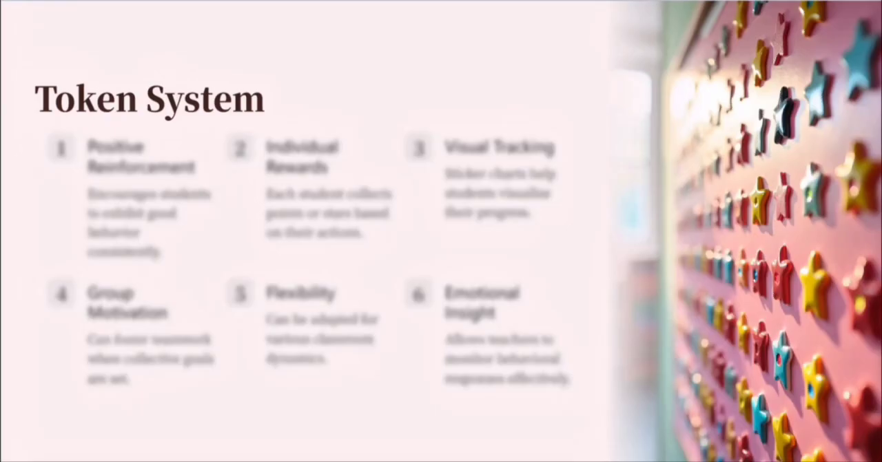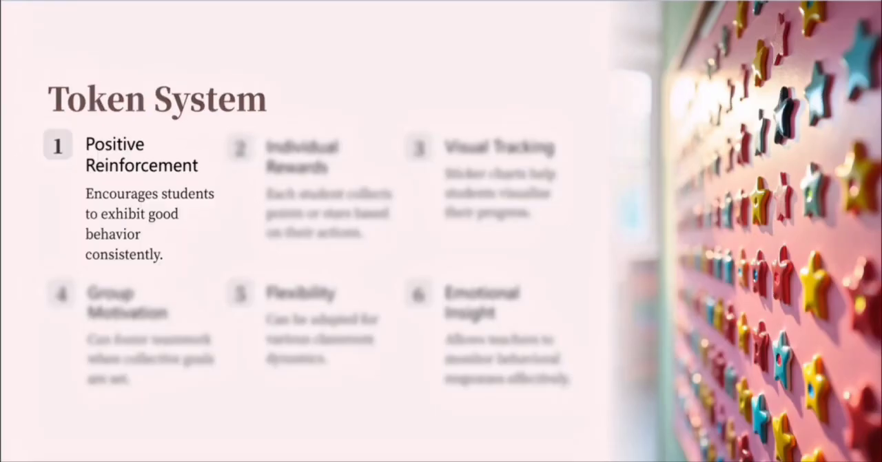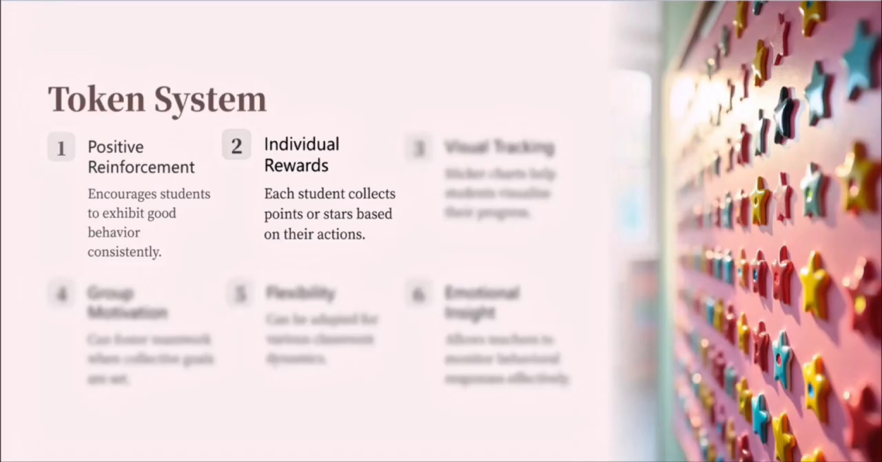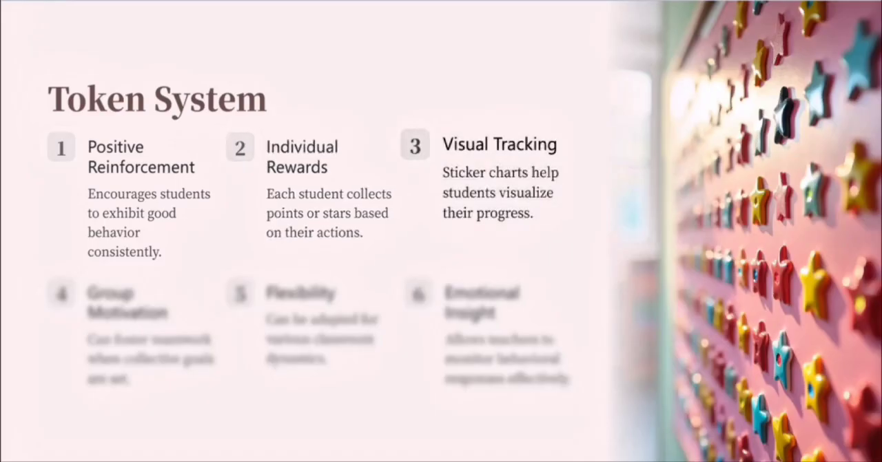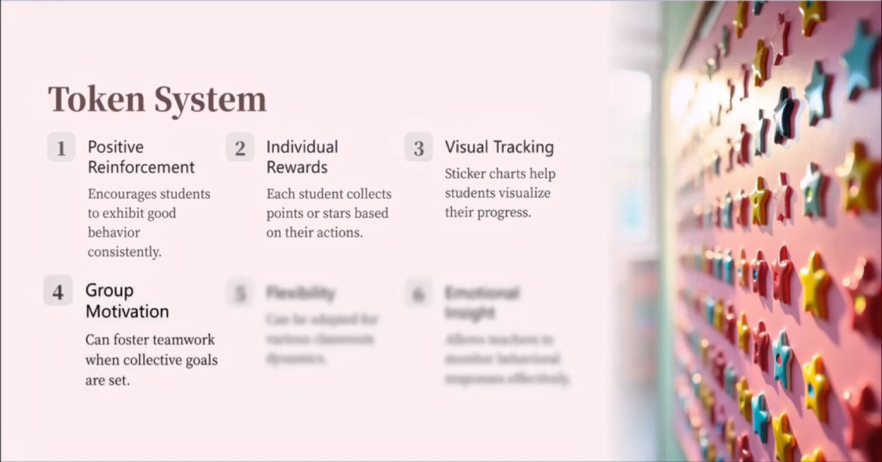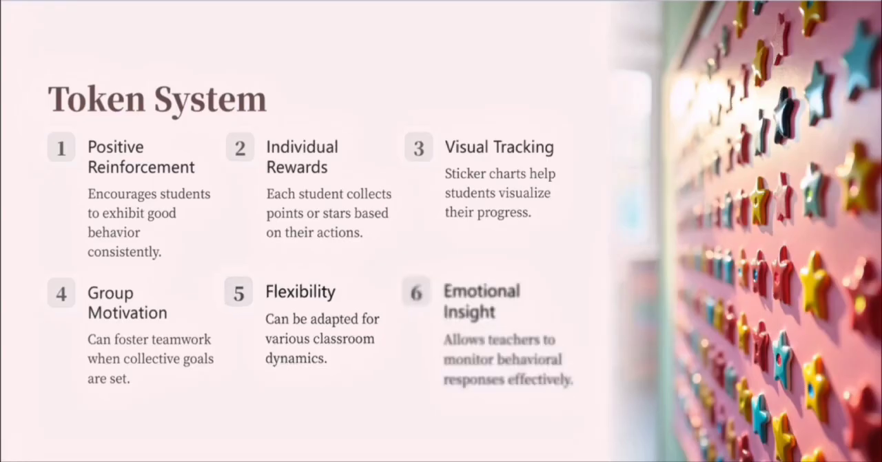Token system. A token system helps reinforce good behavior by rewarding students with points or stars. For example, it provides positive reinforcement to encourage consistent good behavior, allows each student to collect their own points or stars, and uses visual tracking tools like a sticker chart to help students see their progress. It can also promote group motivation when collective goals are introduced and offer flexibility to suit different classroom dynamics. In addition, it provides emotional insight by helping teachers monitor student behavioral responses effectively.